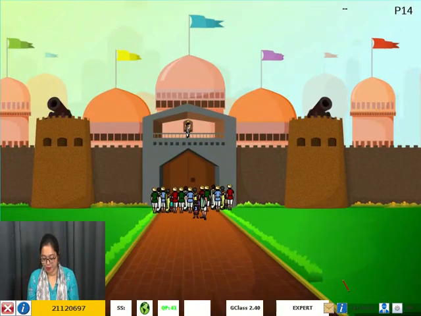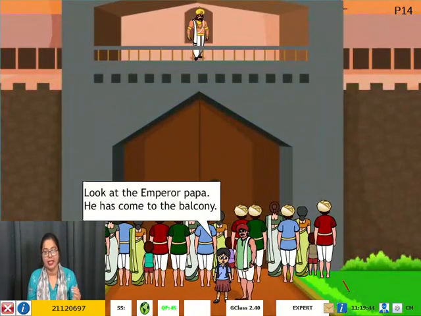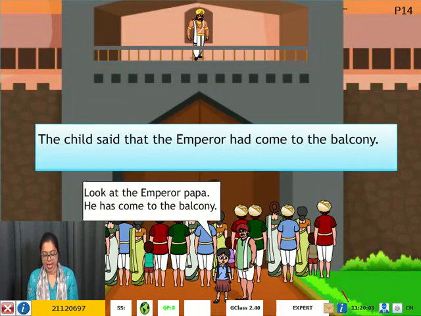Now next you see, we can see a palace, right? We can see the emperor is already standing in the balcony. So look at the sentence here. The child is saying to his father, look at the emperor, Papa. He has come to the balcony. So this sentence is in direct speech. Now we will convert this sentence from direct to indirect. The child said that the emperor had come to the balcony.